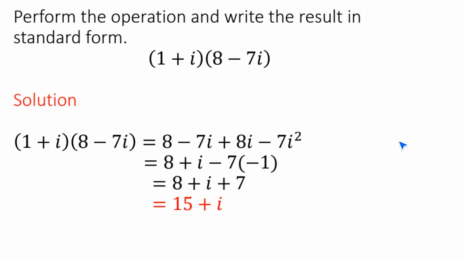Now I have two more like terms. Now I have two real numbers, the 8 and 7. So 8 plus 7 is a 15. And I've got to make sure that I write this in standard form. My real part is the 15 plus my imaginary part, which is the I. Okay, so this was an example of a multiplication of two complex numbers. And to do this, all we need to do is FOIL.